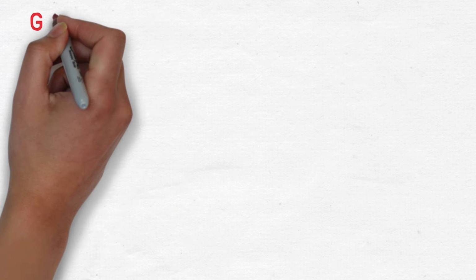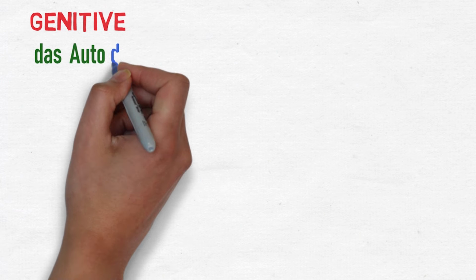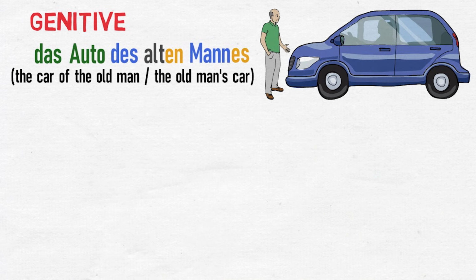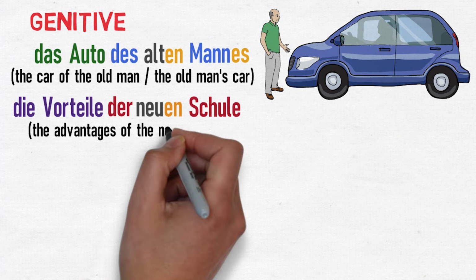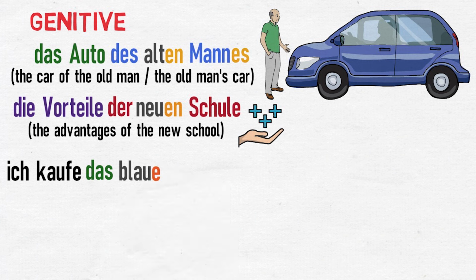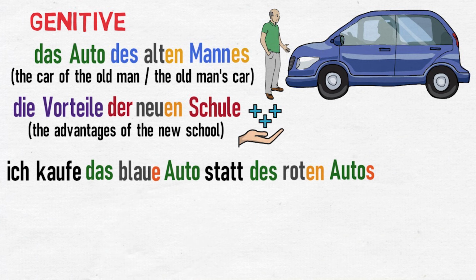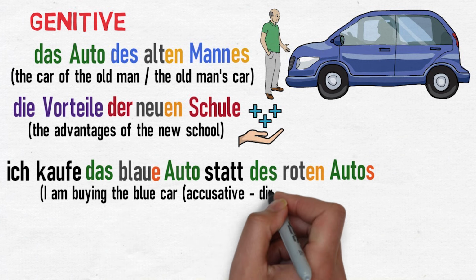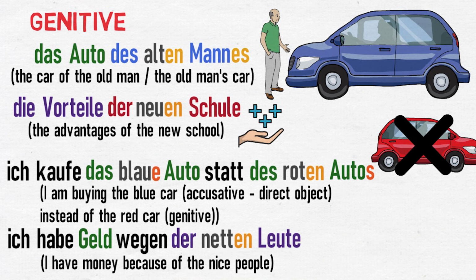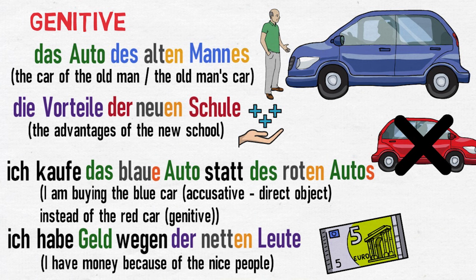Finally, we have some genitive examples. Das Auto des alten Mannes. The car of the old man, or the old man's car. Die Vorteile der neuen Schule. The advantages of the new school. Ich kaufe das blaue Auto statt des roten Autos. I am buying the blue car, accusative, instead of the red car, genitive. Ich habe Geld wegen der netten Leute. I have money because of the nice people.